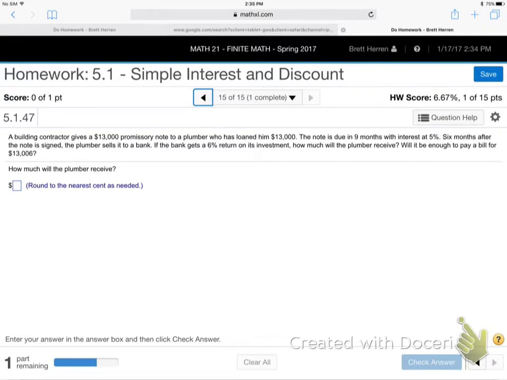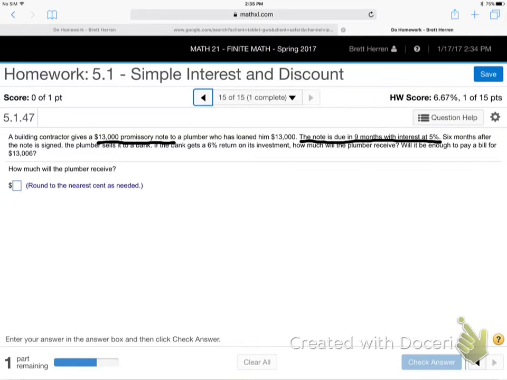A lot of handing off of things here, huh? All right, so building contractor, 13. Let's make sure what we're saying here. $13,000 promissory note to a plumber who has loaned him $13,000. The note is due in 9 months with interest at 5%. So let's say what should the plumber be paid? The building contractor, $13,000 promissory note to a plumber who has loaned him $13,000.